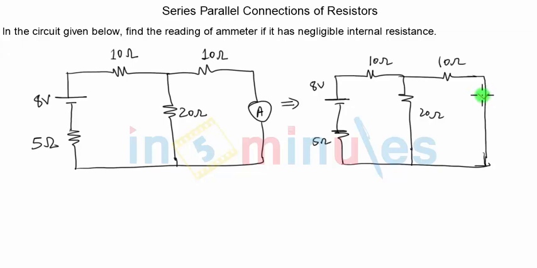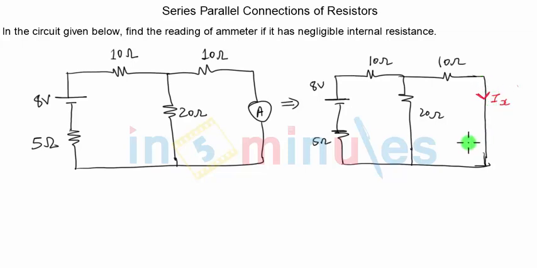Now we don't know the direction of the current, so I'll simply mark the current in the downward direction, because I can easily make out that the battery will supply current from its positive terminal. So through both the branches, current will be flowing in the downward direction. That's how I'm marking Ix, so that the value of Ix will come out to be positive. So we have to find out the current through Ix.